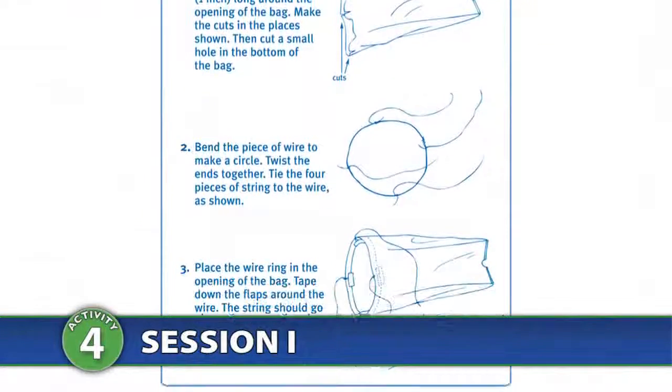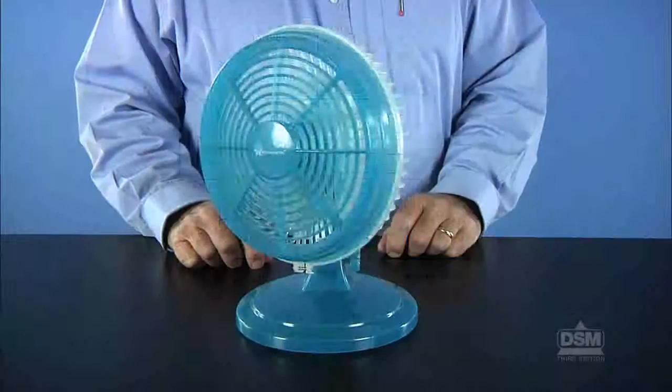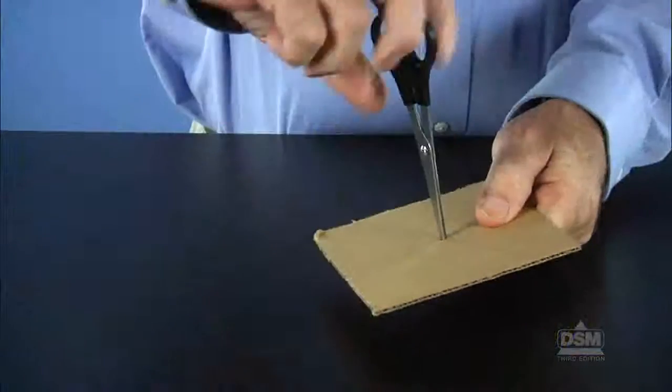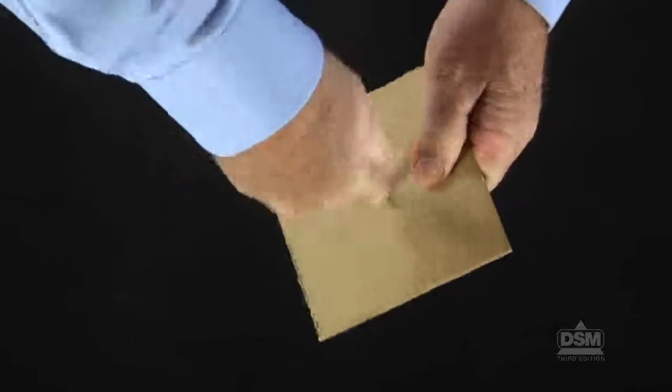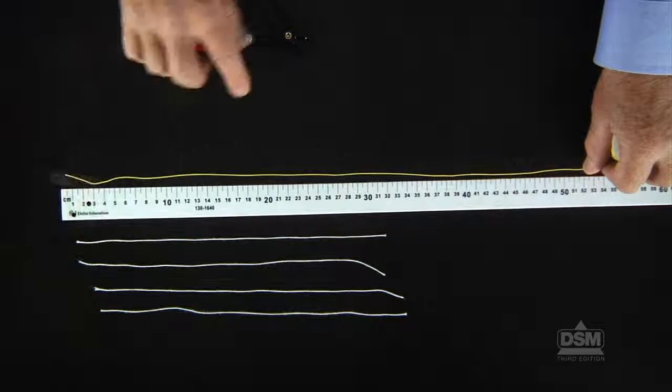To prepare for Session 1, make a copy of Activity Sheet 4, Parts A through C for each student. Set up a fan where all students will be able to feel its effects, and open a classroom door and windows so students can feel the breeze. Poke a hole in the center of a piece of corrugated cardboard large enough to push the dowel through. For each team of 2, prepare one 50 cm long wire and 4 30 cm long strings.